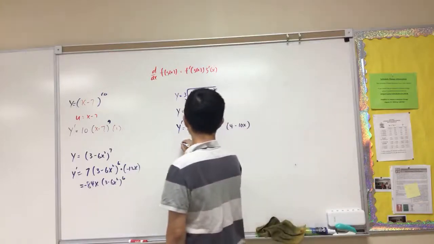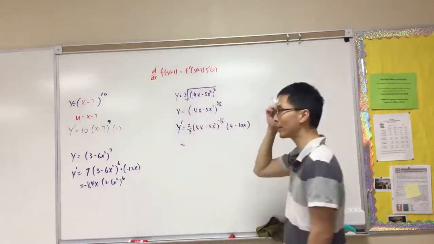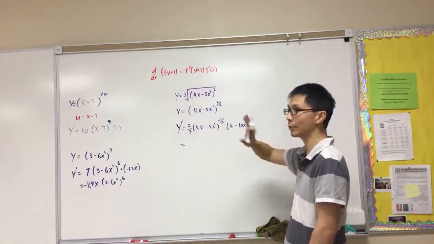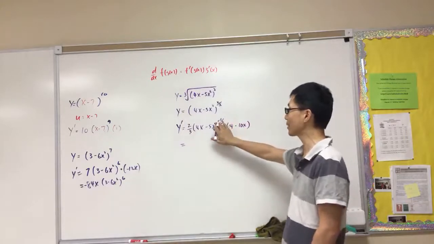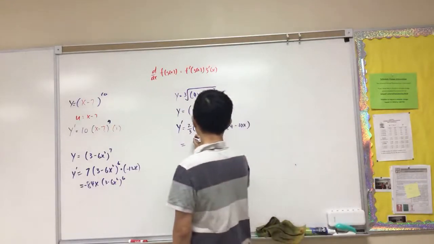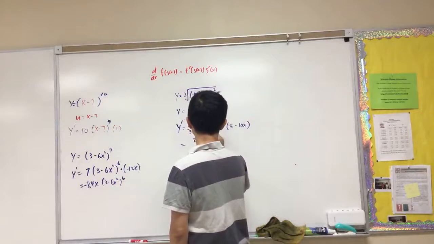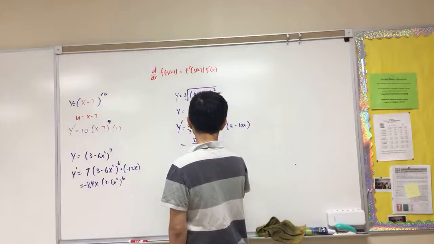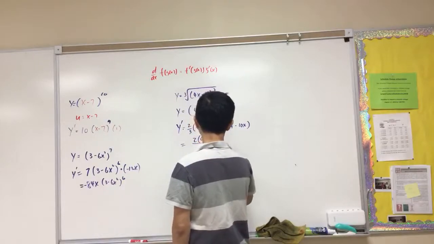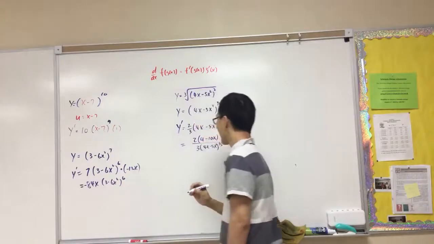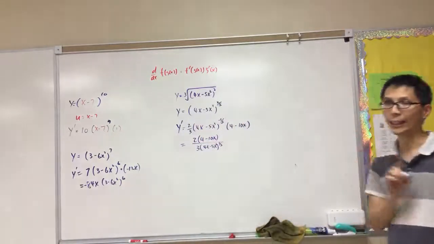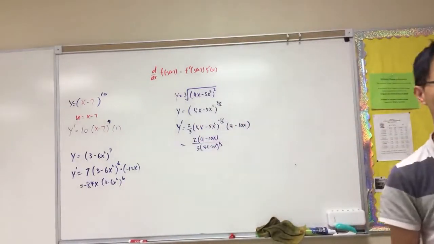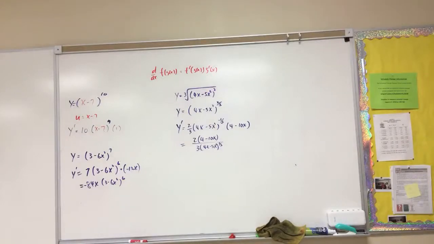And then that one I can rewrite because I don't like a negative exponent. I don't like radicals, and I don't like negative exponents either. So I'll write it on the bottom. It'll be 2 times 4 minus 10x over 3 times 4x minus 5x squared to the 1/3 power. I can put a radical, but I don't want to leave any radical term now. I'd rather deal with the rational exponents.